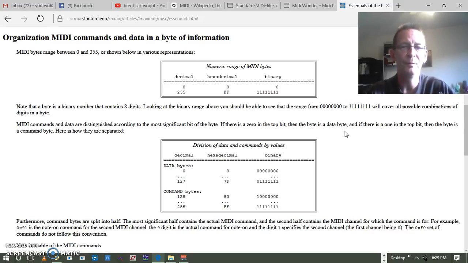The first part of it is that if it's got a 0 at the front of it, then it's a data byte, and if it's got a 1, then it's a command byte. So that's the first part of it. It's also set up so that it's either a command or data, and the second half of the binary information for that command is set up to tell you what channels it's being sent on. So that's a very first basic understanding of the first part of its protocol.